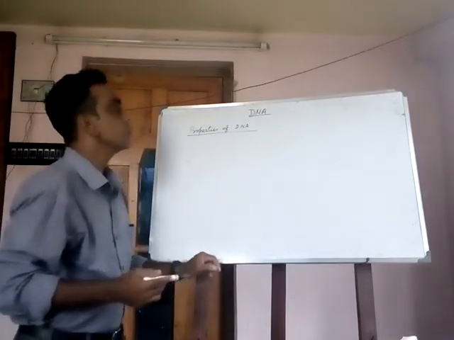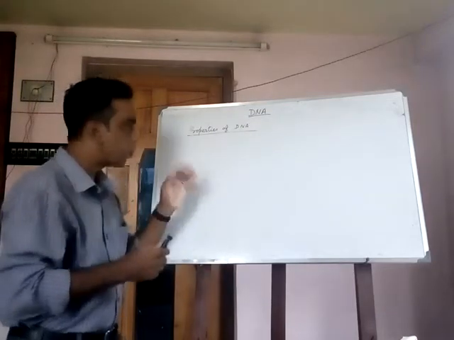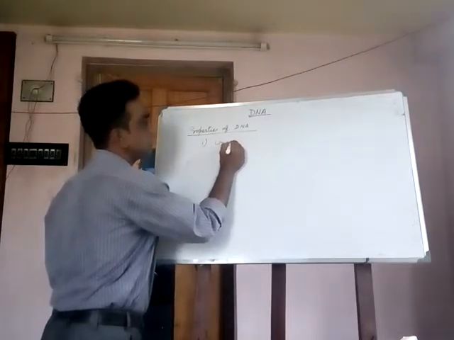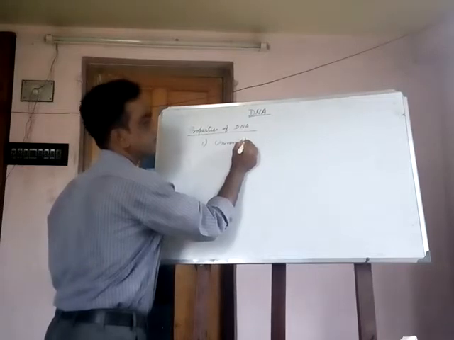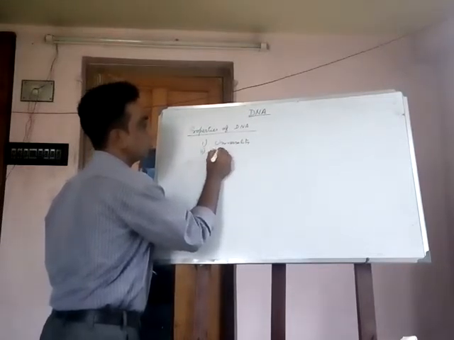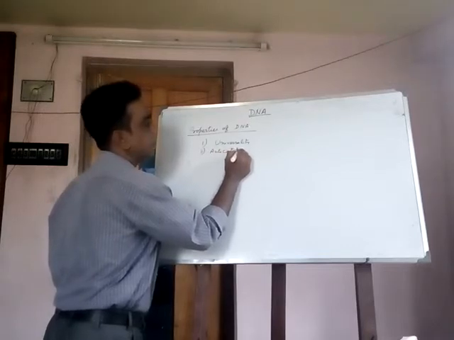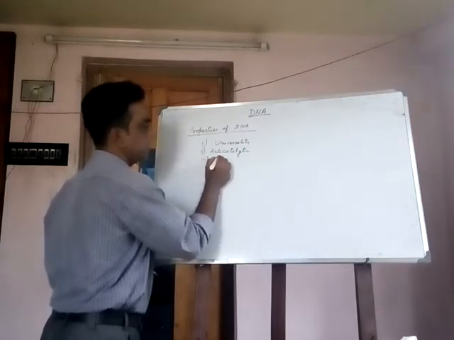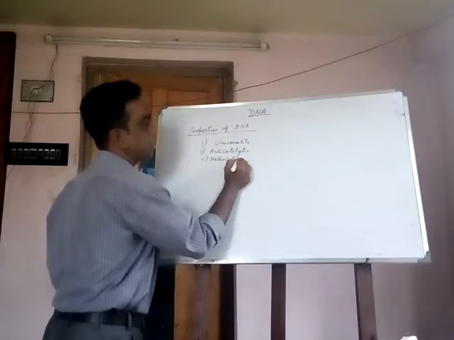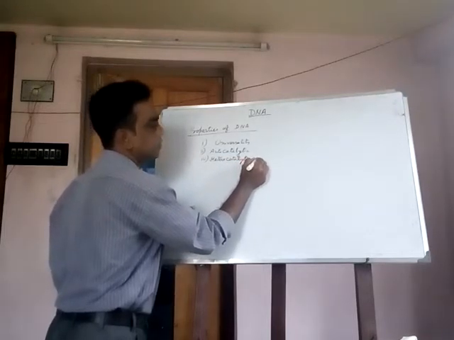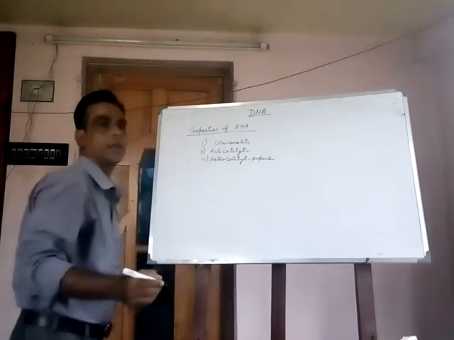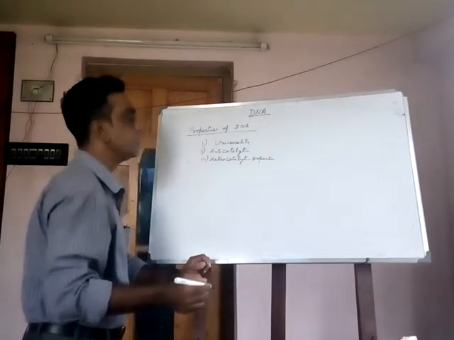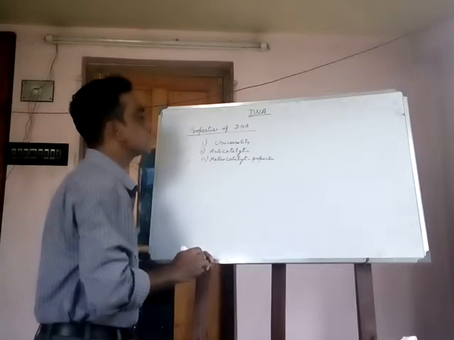DNA shows the following properties, that is, one, universality, two, autocatalytic properties, three, heterocatalytic properties. Now I discuss about these types.